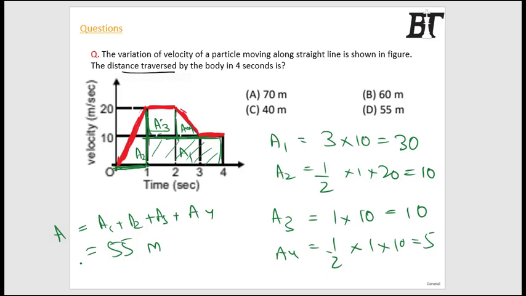This area is nothing but displacement, and hence we can say that displacement of the body in these 4 seconds is equal to 55 meters. Hence option D is the answer.